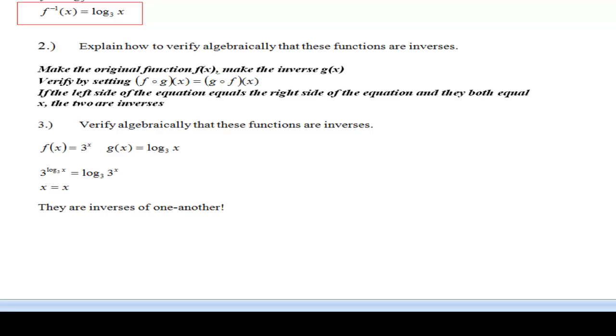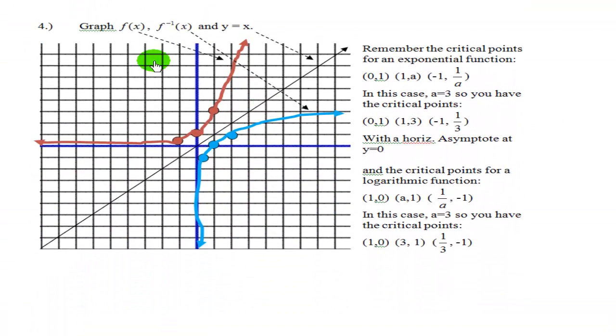The next task is to graph f of x, which is 3 to the x, graph the inverse, which is log base 3 of x, and then graph y equals x. The key here is to remember the critical points for an exponential function and for a logarithmic function. The critical points for an exponential function are 0, 1; 1, a; and negative 1, 1 over a. In this case, a is 3, because the general case is y equals a to the x.